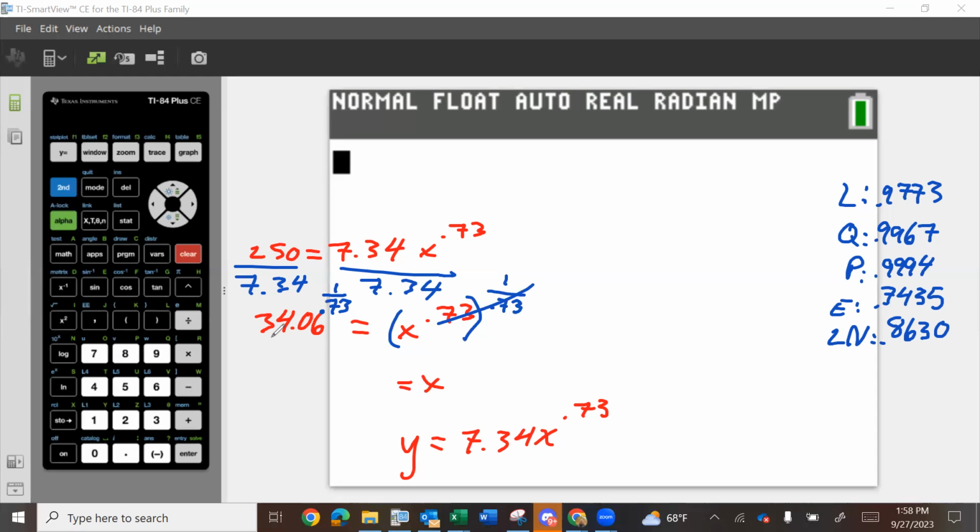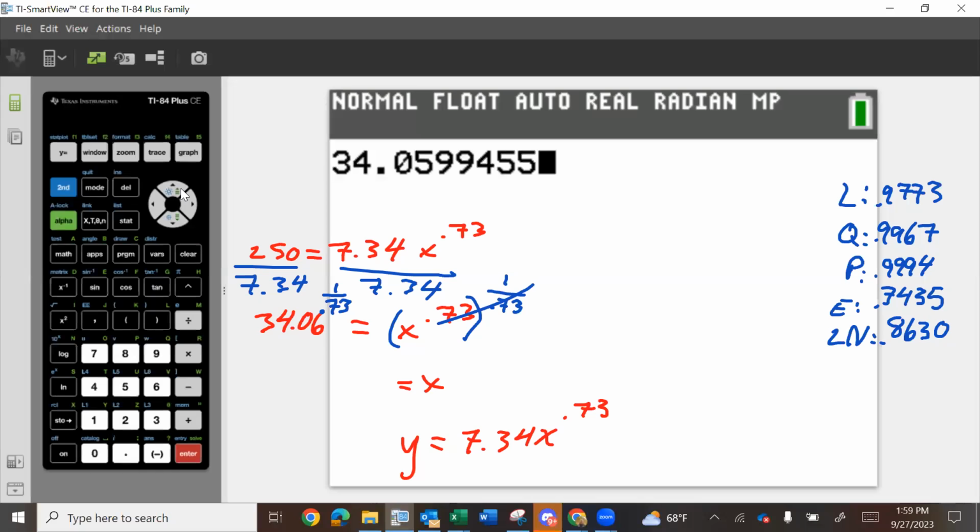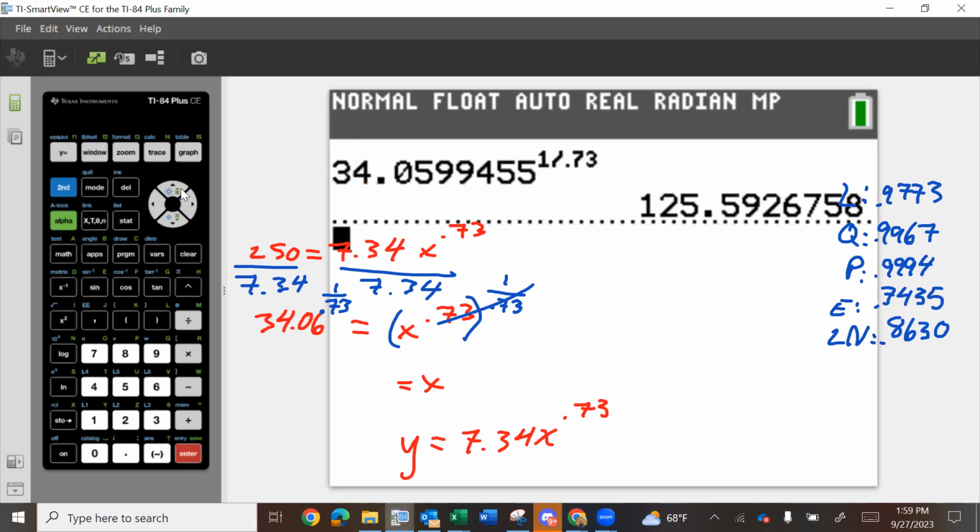Let me grab that 34.06 number up here, and I'm going to raise it to the 1 over 0.73. Again, I can get better information if I don't round off the 7.34 and the 0.73, but it should be okay. And I get 125.6 clicks.